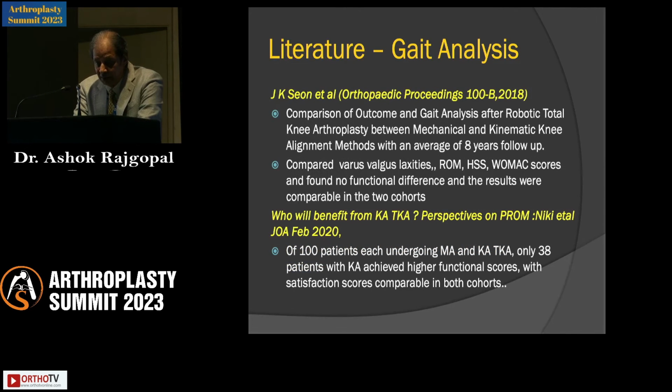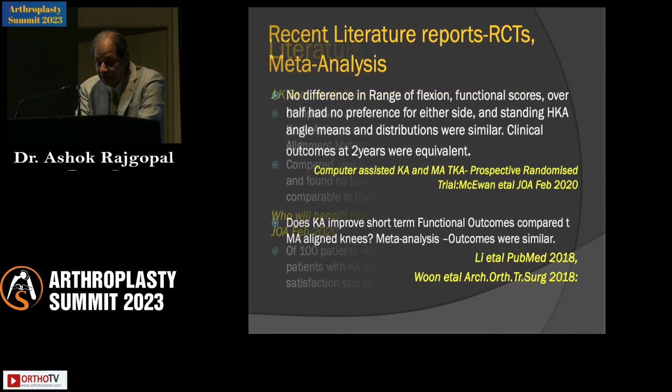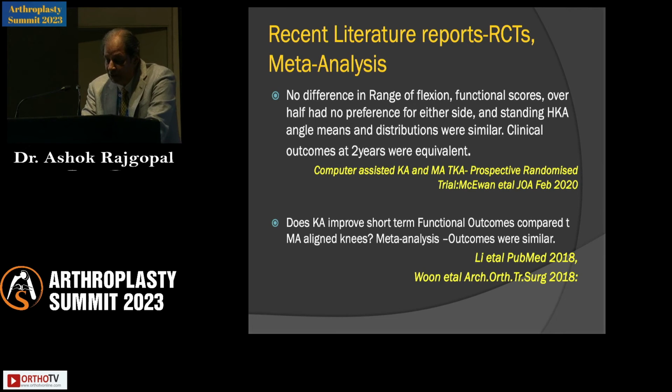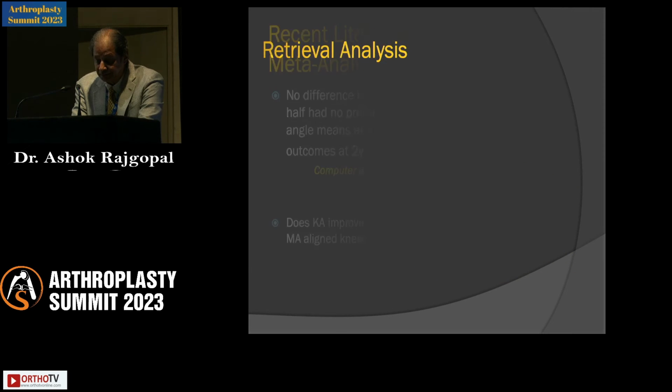Let's go further down. More gait analysis work from 2018. And when you look at this 2020 article from Nikki et al., patients with mechanical and kinematic, only 38 patients with K achieved higher functional scores, with satisfaction scores comparable in both cohorts. More recent articulations, 2020, no difference in any outcomes. Does K improve short-term functional outcomes? No, it does not. 2018 articles.